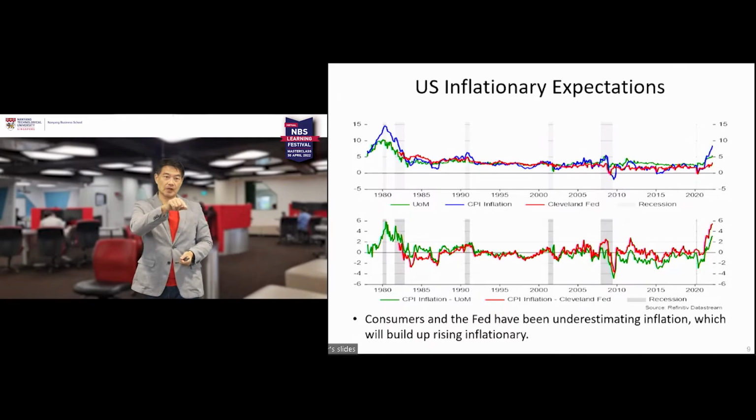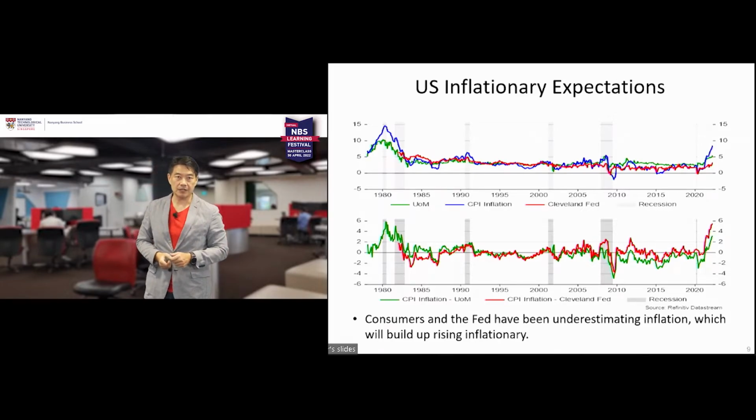So again, let me explain this chart to you. The blue line is actual inflation, right? The red line is what the central bank thinks inflationary expectation is. The green line is what the University of Michigan goes out there and surveys people on. They ask them, what do you think inflation will be like 1 year from now? That is represented by the green line.